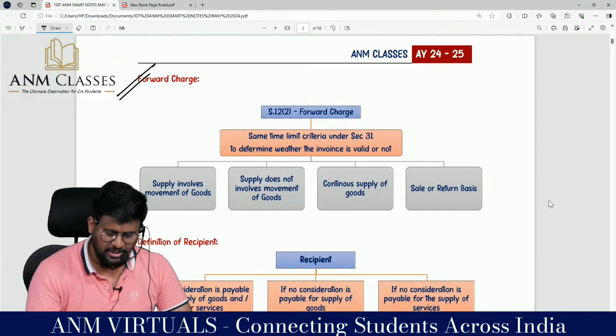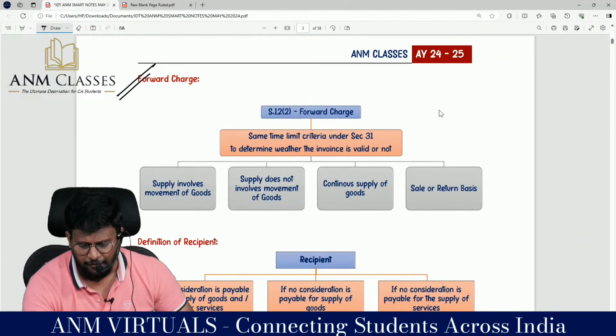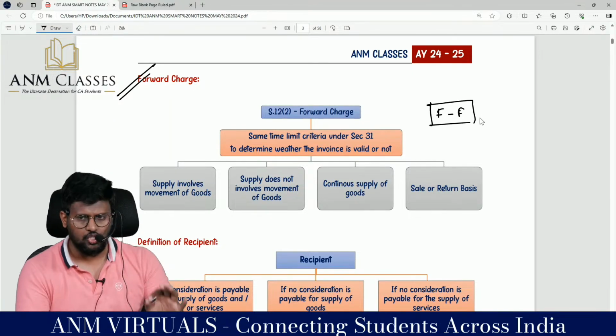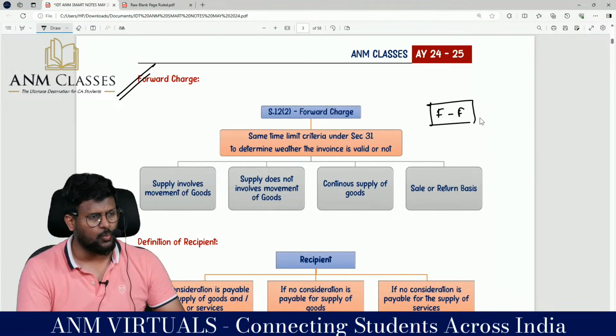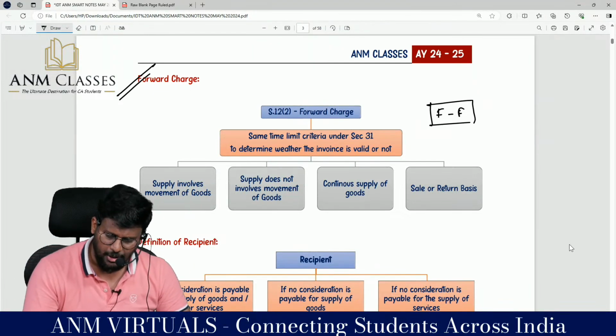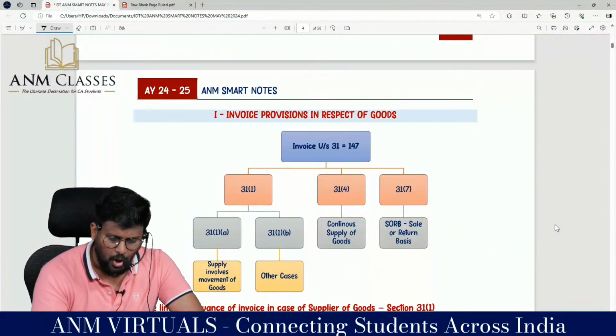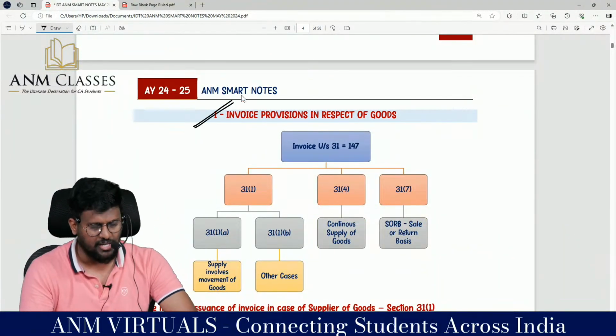Forward charge. Sir, that is classified into 4 categories. Number 1, supply involves movement of goods. Supply does not involve movement of goods. Continuous supply of goods. Sale or return basis. Yes, sir. Invoice in respect of goods.